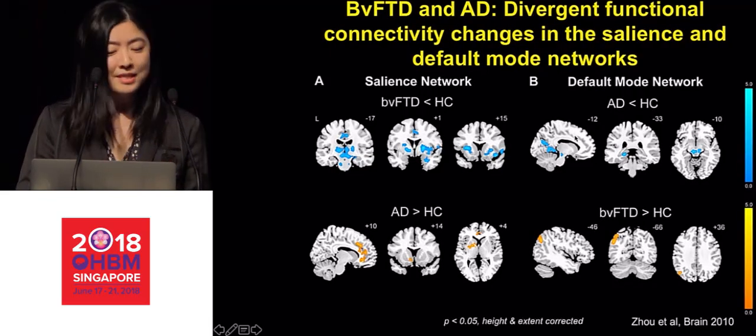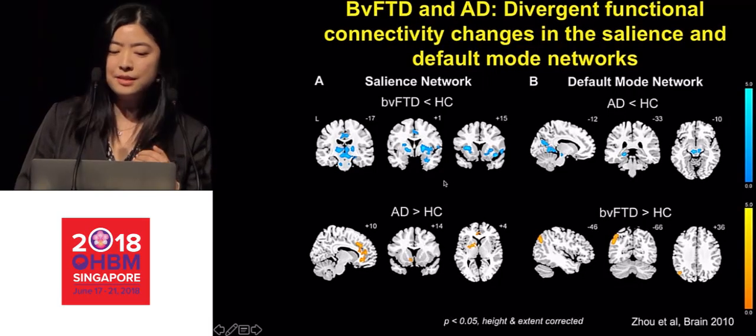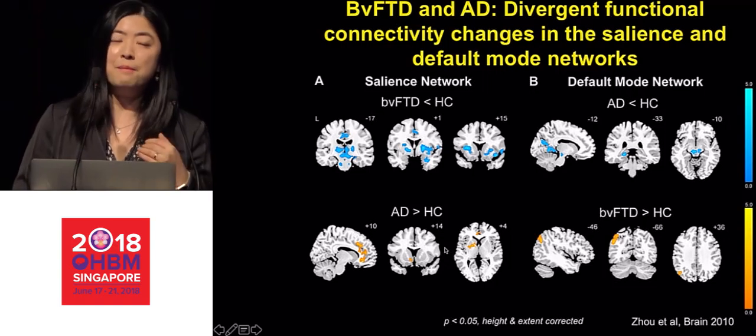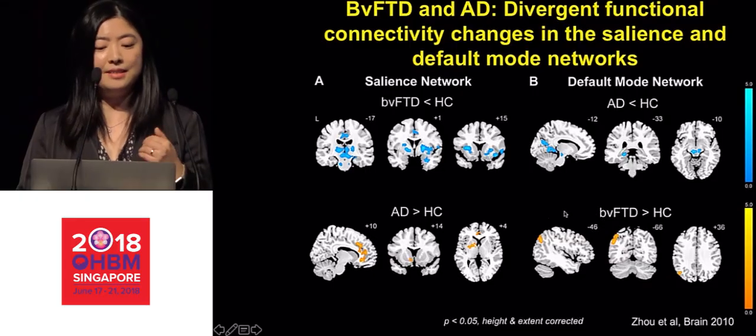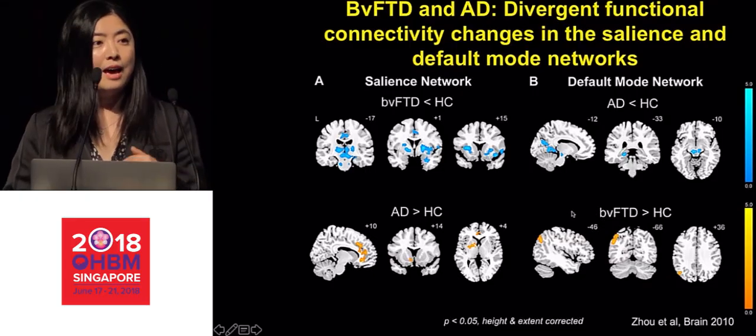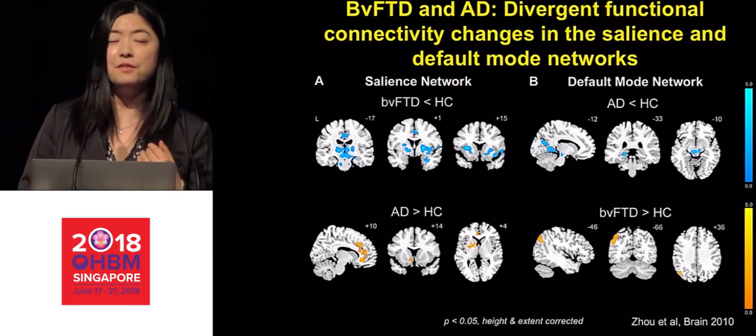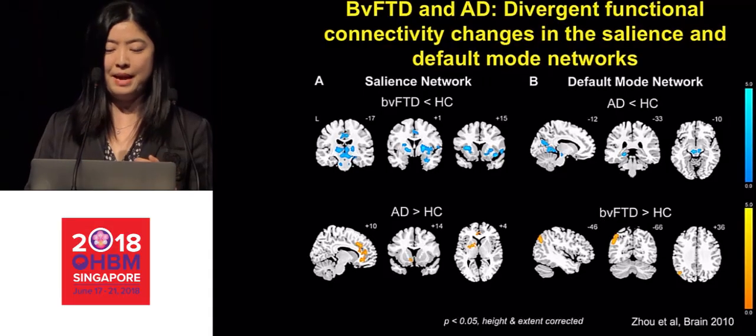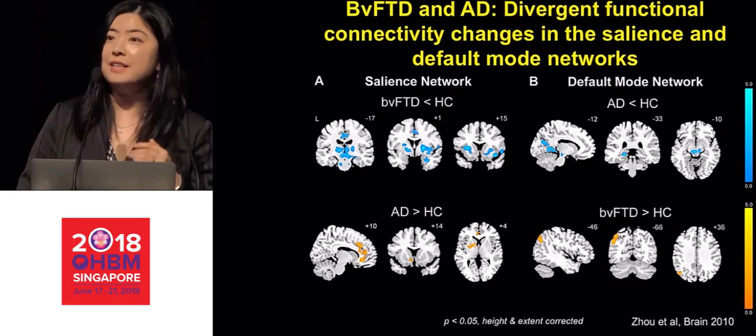But importantly, when you look at the mild AD, they actually have increased functional connectivity in the salience network, including pregenual ACC and left ventral striatum. And bvFTD patients have increased functional connectivity in the angular gyrus of the default mode network. Such divergent functional connectivity pattern corresponds well with the symptom deficit profile of these 2 disorders.